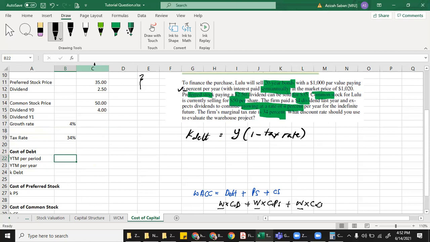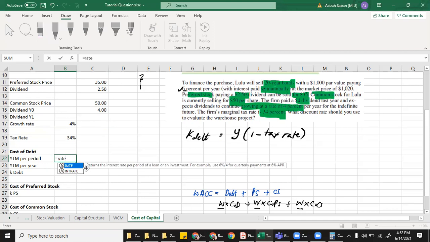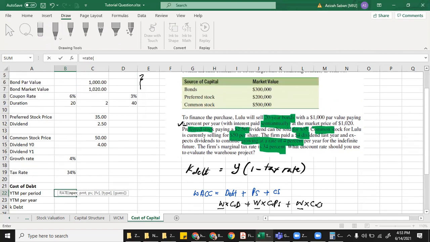Yield is equal to, we put our cursor in the cell where we want the answer to appear, and we use RATE. Open bracket. Now we can see all the variables that we need to put in. So NPER is the duration. If you go up at the cost, NPER is 40.